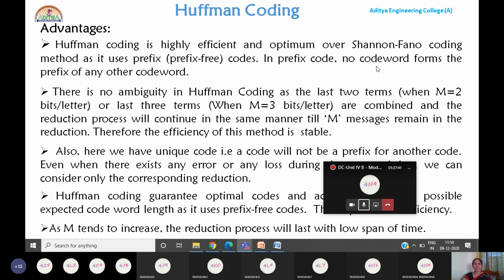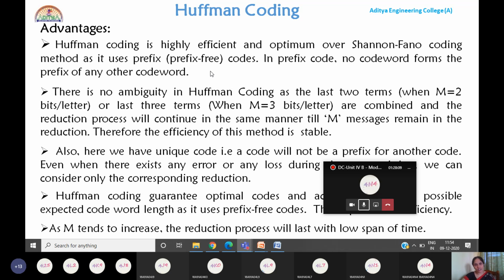What are the common advantages? Both are lossless compression techniques. Second one is both the techniques use entropy based source encoding. Okay. So coming to the Huffman coding, this produces high efficiency, and this encoding process is optimum when compared to Shannon Fano coding process because it uses prefix codes.